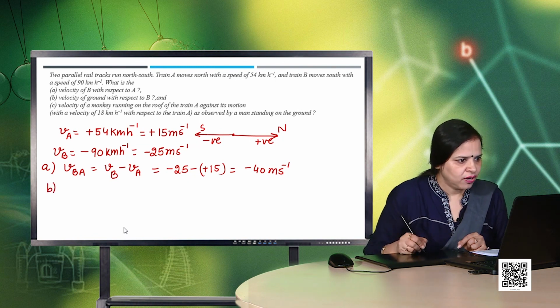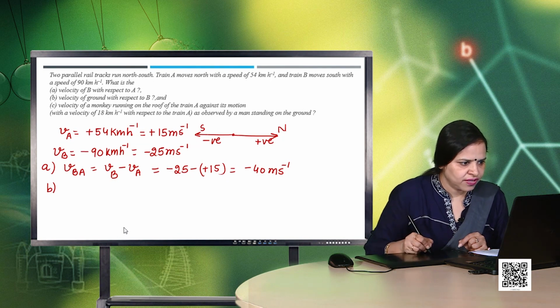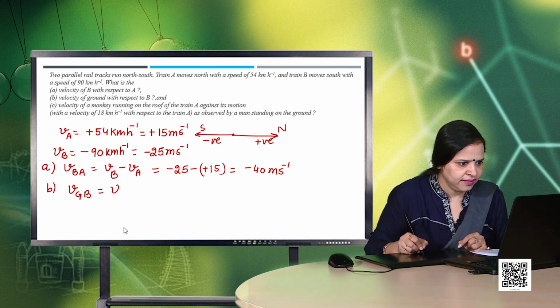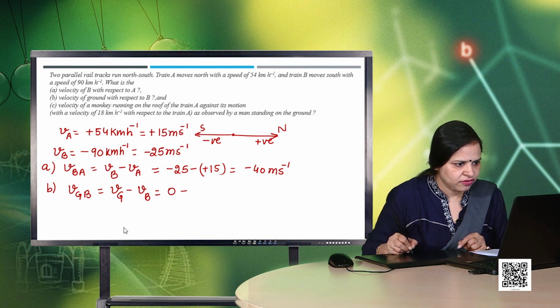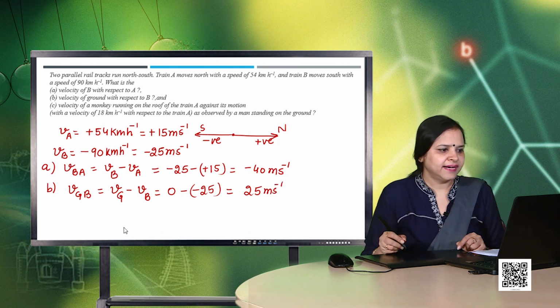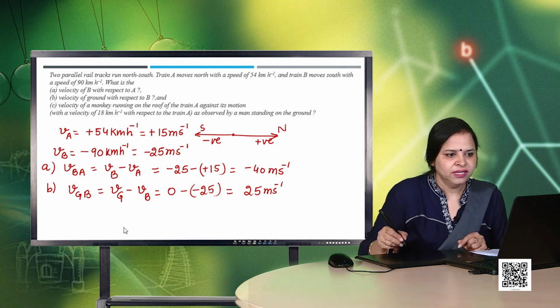Now, velocity of ground with respect to B. We know the velocity of ground is considered to be 0. So, here we need to find VGB, that is, velocity of ground minus velocity of train B. Since the velocity of ground is 0, minus velocity of train B, which is minus 25, on solving we get it equal to 25 meter per second, and that is what our experience is also.